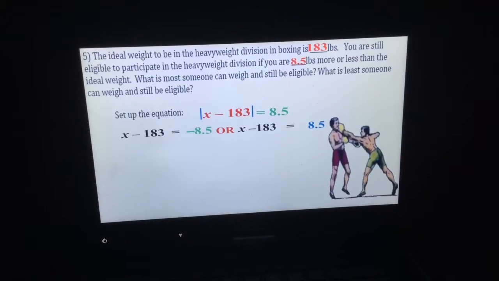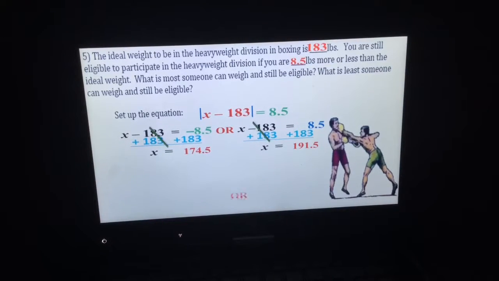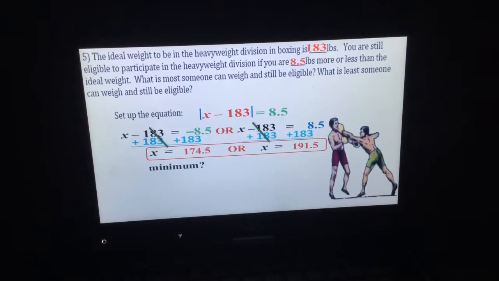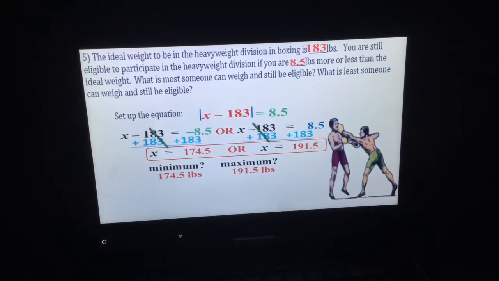Okay, now in both of these you're going to have to add 183 to both sides. In the first one you're going to get x equals 174.5. In the second one, when you add it, you wind up getting 191.5. All right, now you put an or and circle it, that's the answer. But the real answer is that we have a minimum and a maximum of 174.5 being the minimum and 191.5 being the maximum. Okay?